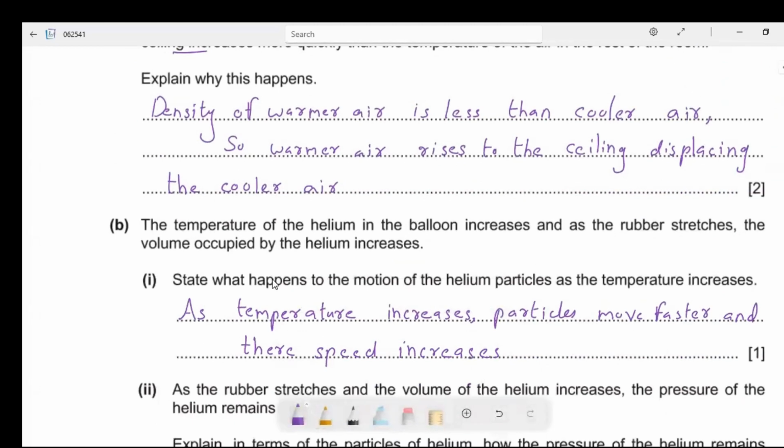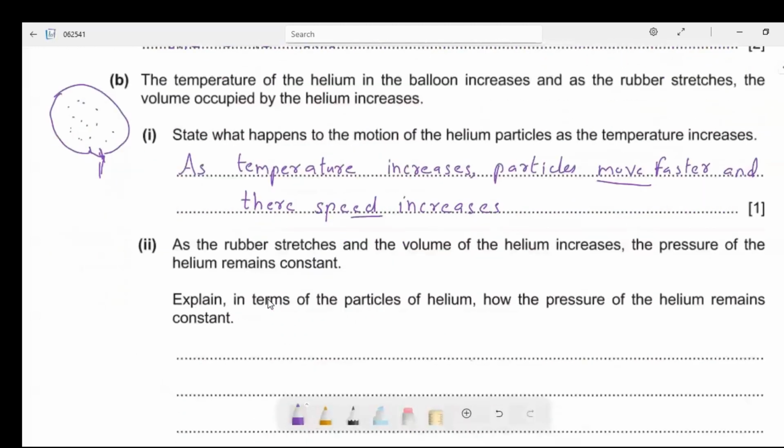The temperature of helium in the balloon increases, and as the rubber stretches, the volume occupied by the helium increases. So it will start stretching. State what happens to the motion of the helium particles as the temperature rises. So temperature rises, the particles will move faster and the speed will increase. The helium particles will be moving faster.